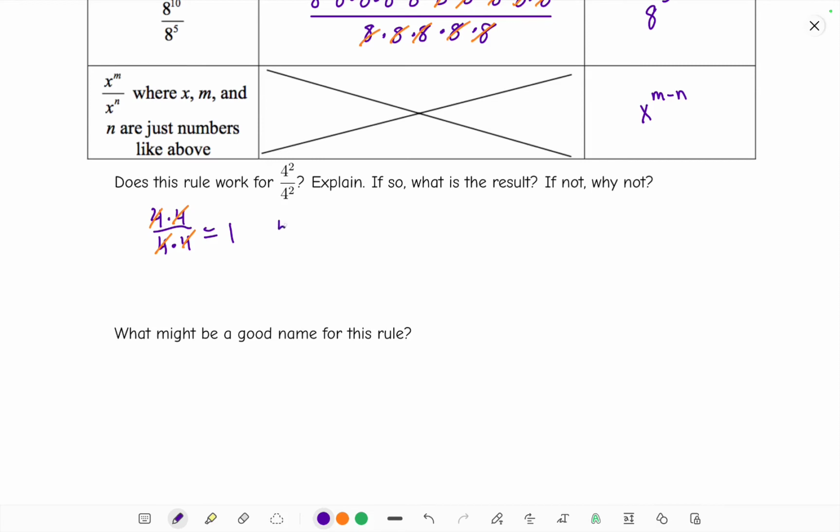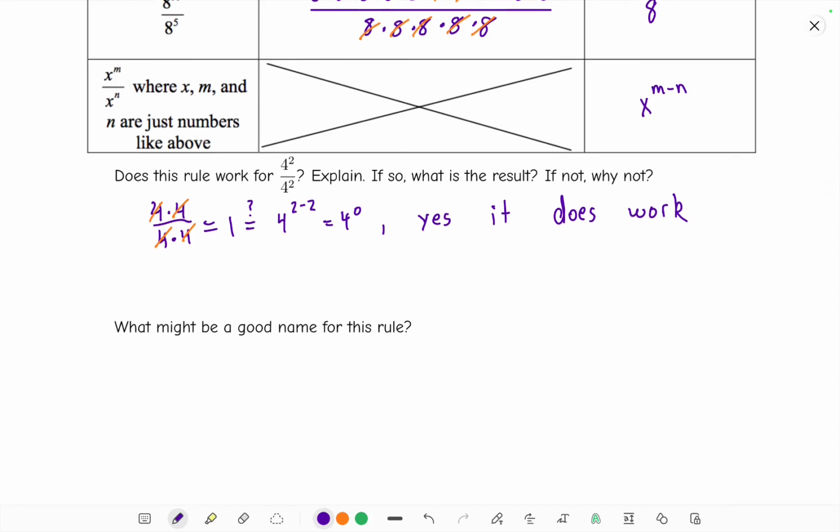Well, does that equal 4 to the 2 minus 2 power, which is 4 to the 0? Are these equal? And actually, that is the definition of raising a number to the 0 power. And this is the reason why anything raised to the 0 power equals 1. So yes, it does work. So if you didn't know that already, it's something I would note down. Any non-zero number to the 0 power is 1.